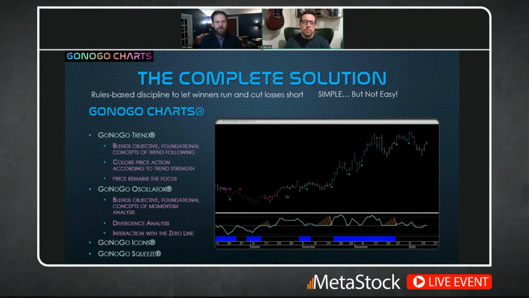And it also comes with the GoNoGo icons, which highlight key points on the price panel, and then the GoNoGo squeeze as well, which deals with volatility. And the other piece in there that we haven't actually noted on the screen is volume analysis, also included in the panel along the very bottom. So we can get a complete picture of any asset and any security in terms of the technical environment.